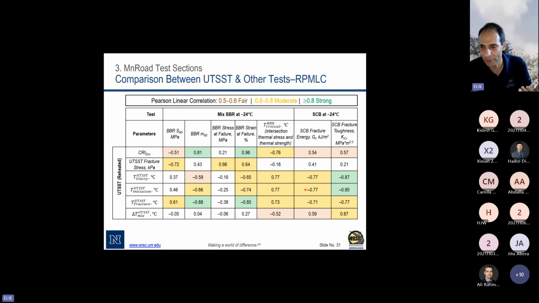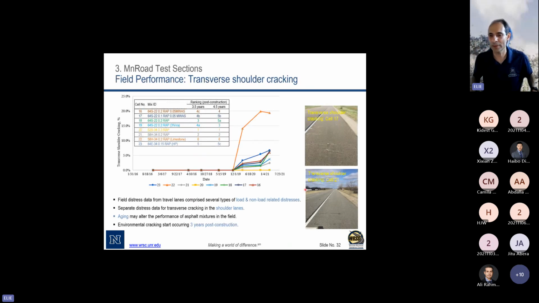Depending on the parameter you are looking at, the UTSST test is capturing the initiation and the propagation, the tolerance, the toughness, and the fracture. So in one test, I can get both. That's the beauty of this one. And now again, the question is, how does it correlate to the field performance? Well, here you go. This is the field performance.